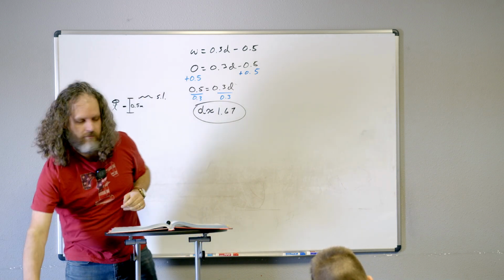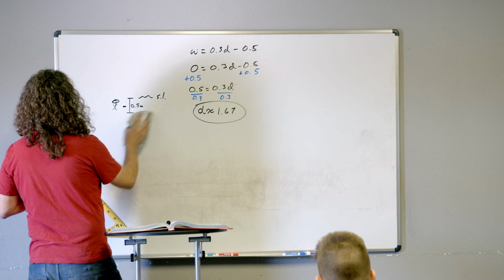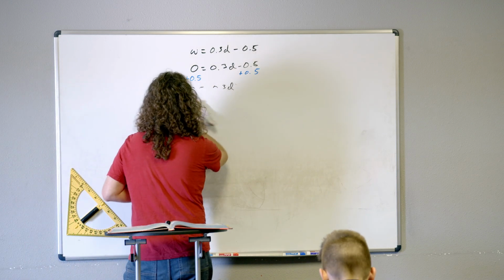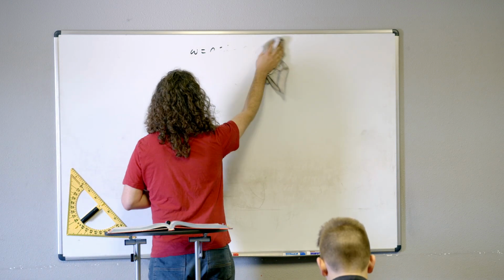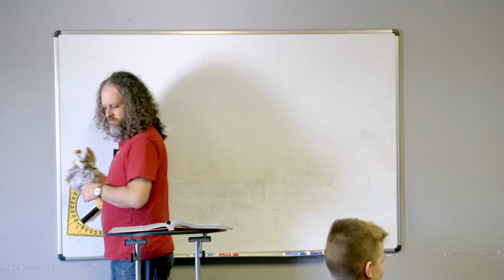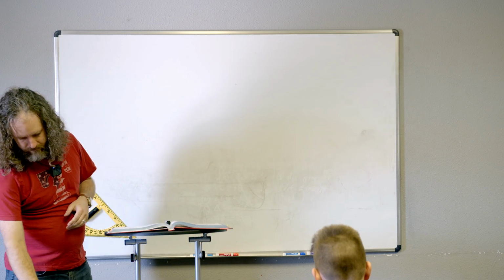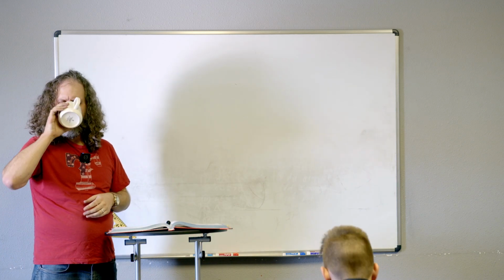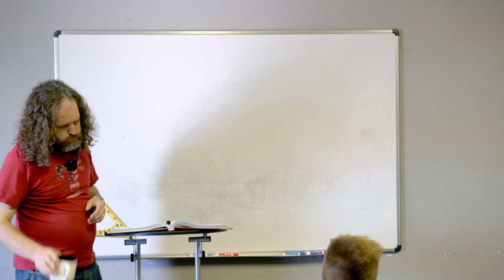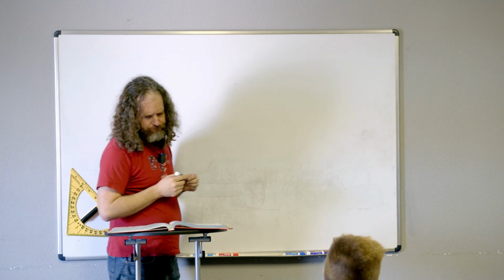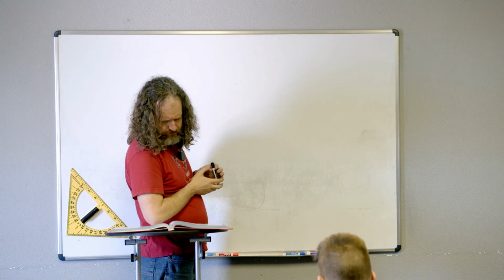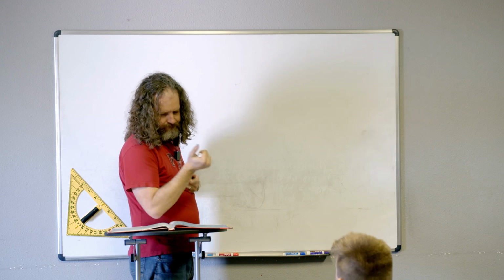18. I got 1,708. So I got it. I just subtracted two numbers and got that. You said 18? Yes. Okay.